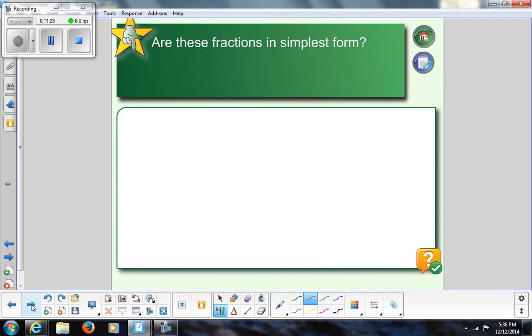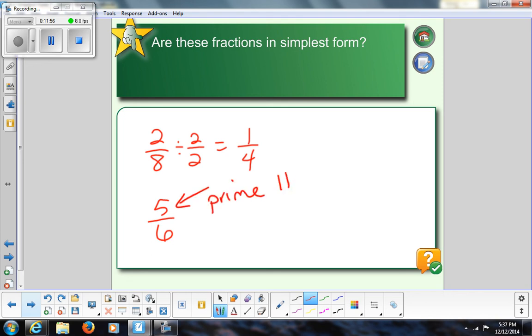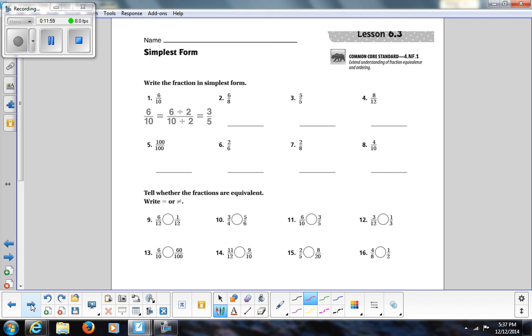All right, how about these fractions? Are these in simplest form? 2/8. Okay, no, they are not in the simplest form because I can divide by 2, which gives me 1/4. How about this one? Yes, it's in simplest form because this is a prime number.